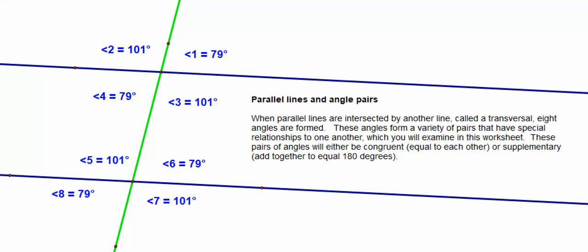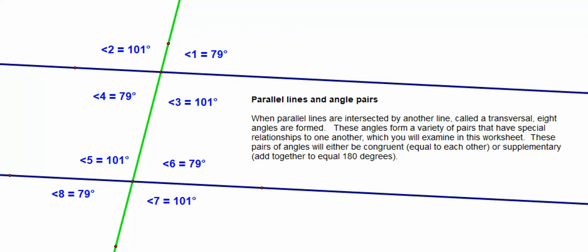Welcome. This is the first in a series of videos that will allow you to discover relationships between lines that are formed by parallel lines when another line intersects them. When parallel lines are intersected by another line, called a transversal, 8 angles are formed.